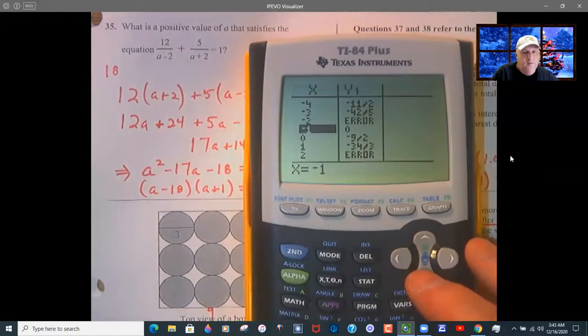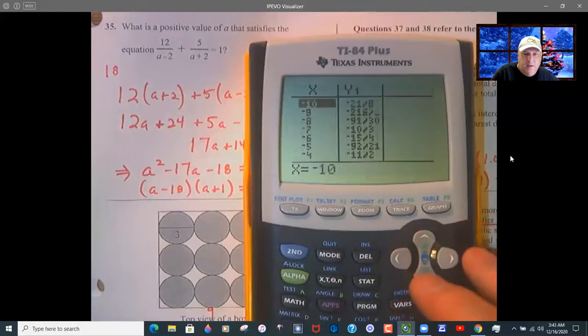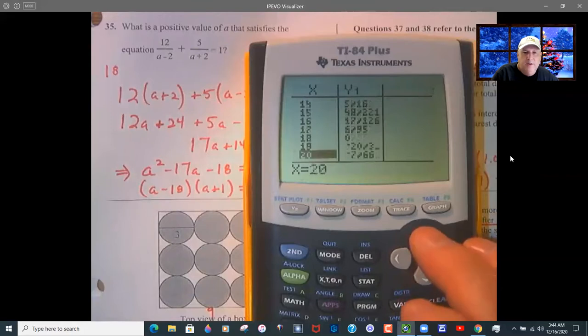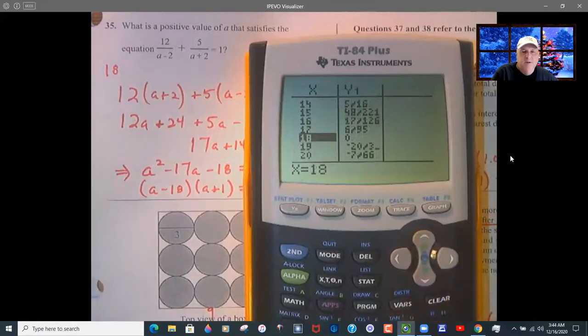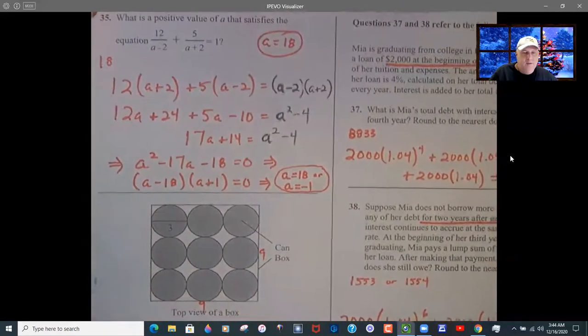Oh, -1 is a solution, but they want positive values of x, and so we're not going anywhere in that direction. Let's see. Those errors are values of x that put a 0 in the denominator. Oh, there it is, 18. So I'm not saying that works every time, but a lot of times if you want solutions, you can do that.